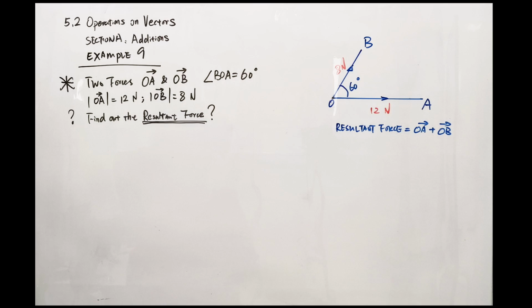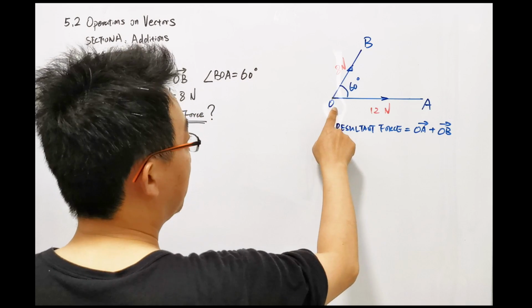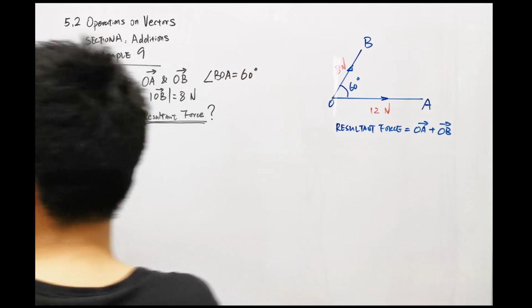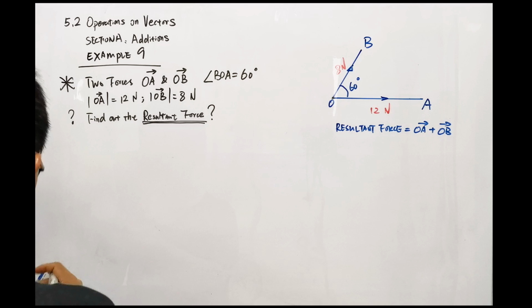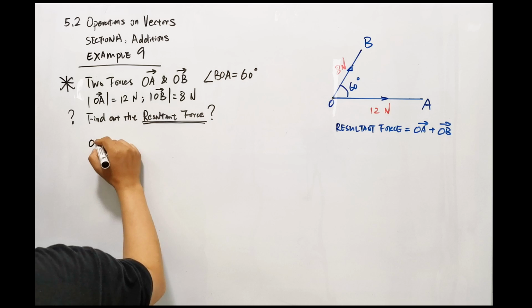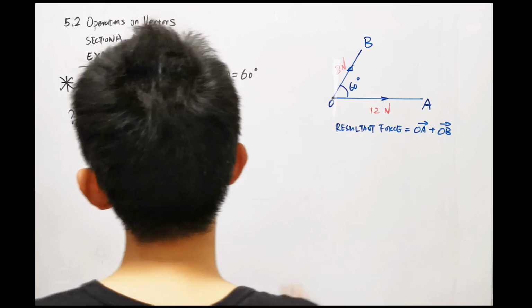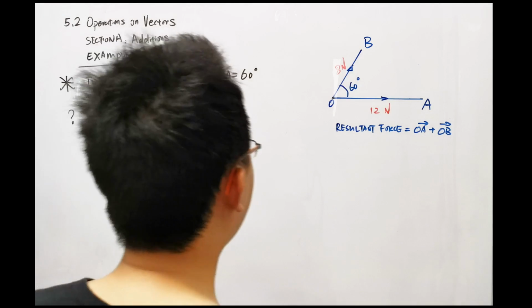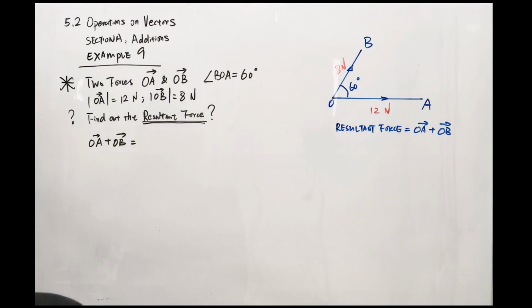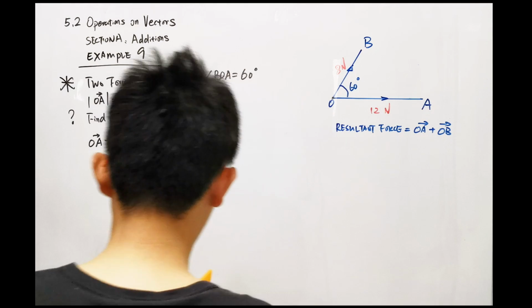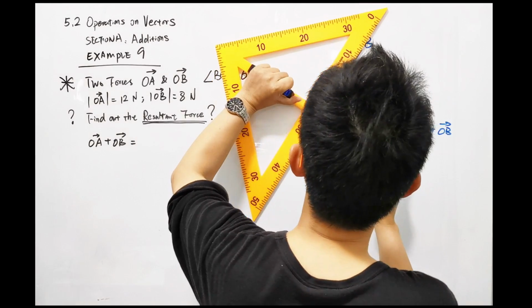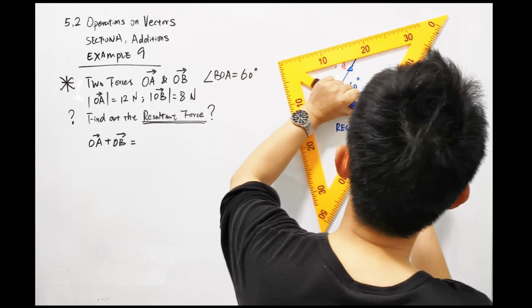Let's look at this. Before that, let's construct. Look at OA and OB. These two plus these two is what? So OA plus OB, we will use the parallelogram law. In this case, let's draw a parallelogram.